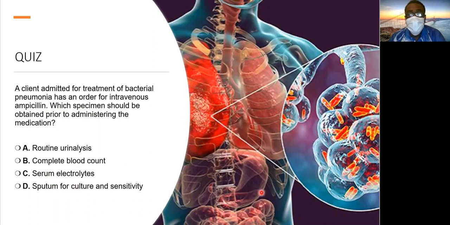A sputum specimen for culture and sensitivity should be obtained before the antibiotic is administered to determine whether the organism is sensitive to the prescribed medication. A routine urinalysis, complete blood count, and serum electrolytes can be obtained after the medication is initiated. So A, B, and C are incorrect.